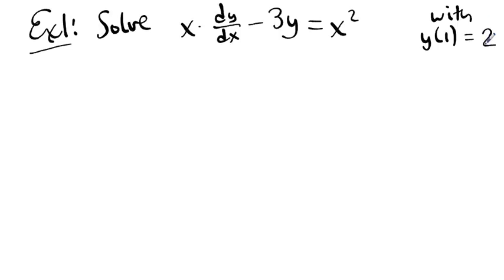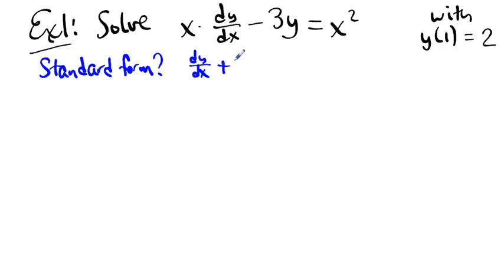You can do this. So some questions to consider. Is it in standard form? And in standard form, we have dy/dx plus some function of x times y is equal to some other function of x. Is this in standard form? And the answer is no, because there's this x in front of the dy/dx. So we're going to divide everybody through by x.